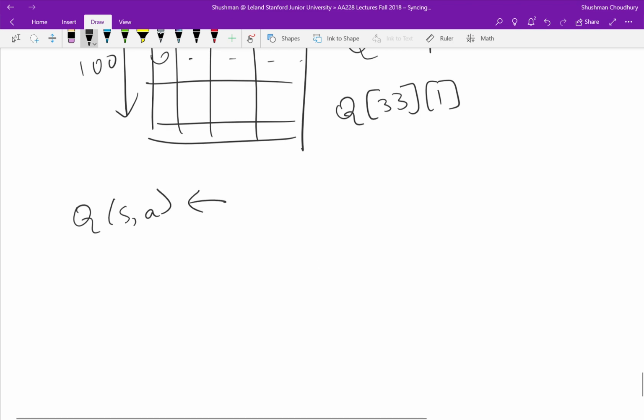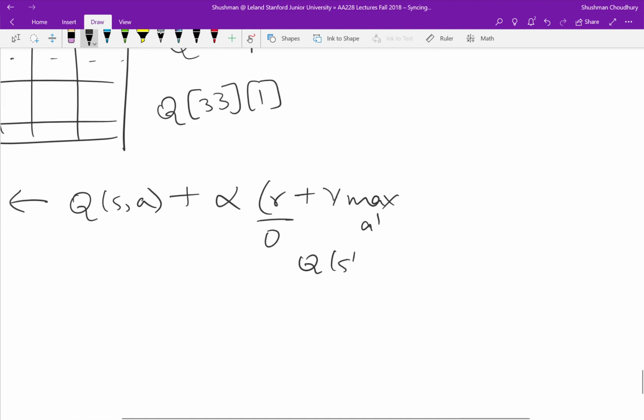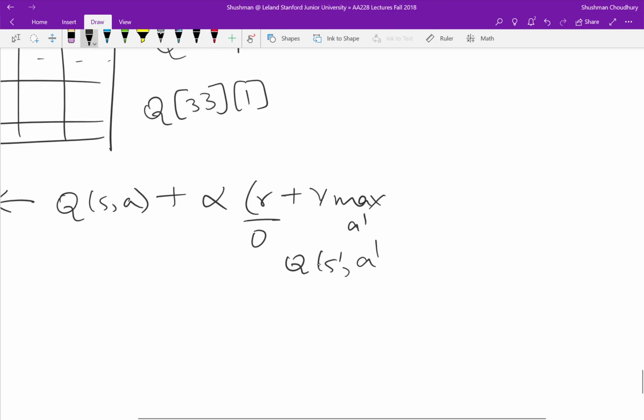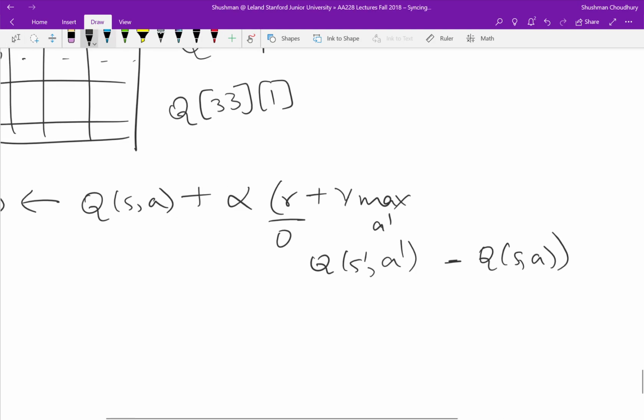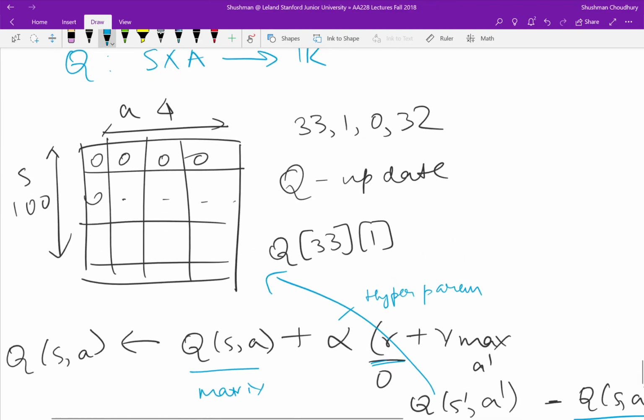Q(S,A) is updated by the previous value, which you'll look up from the matrix, plus some learning rate, times the reward, in this case it's 0, plus the discount factor, max over A prime of Q(S prime, A prime), oh wait, this is infinite, yay, minus Q(S,A). So this is from the matrix you have already, you'll begin with some values. This is the same thing, this is a hyperparameter, that's 0, this is the discount, and then this just goes back to the matrix.